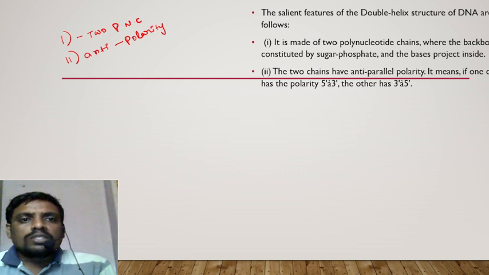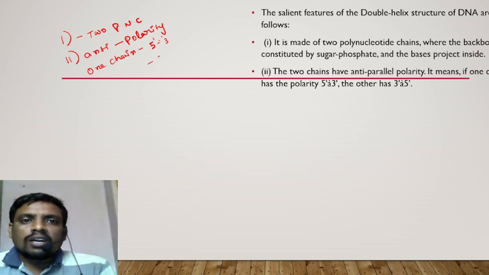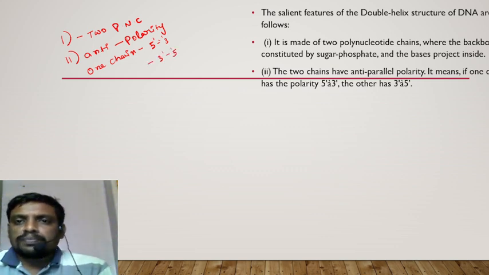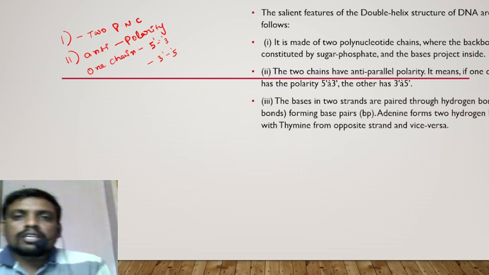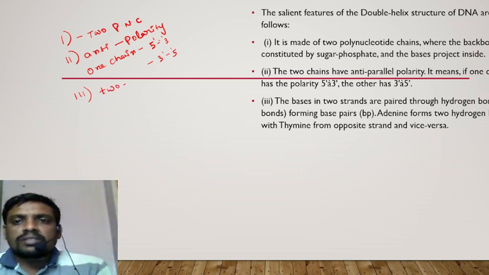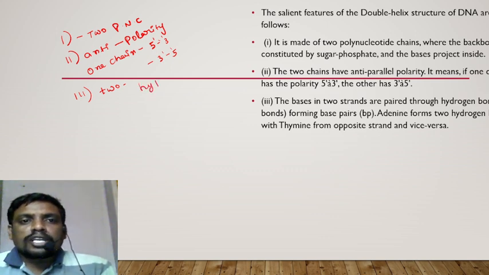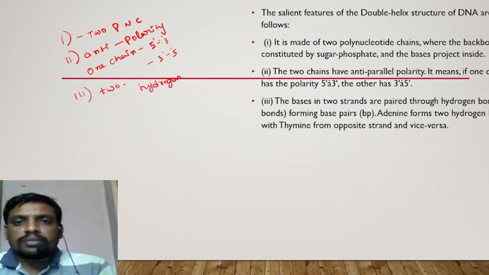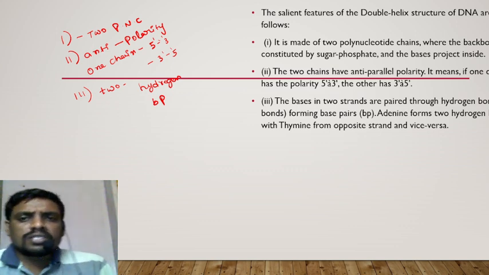It means if you take one chain, it has polarity of 5 to 3 end, whereas another chain will have 3 to 5 end condition. In the diagram also I will show you. And the third character is the bases in two strands. If you take two strands, they have bases paired through hydrogen bonds forming base pairs. Adenine forms two hydrogen bonds with thymine from the opposite strand.